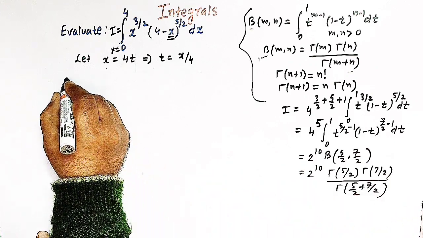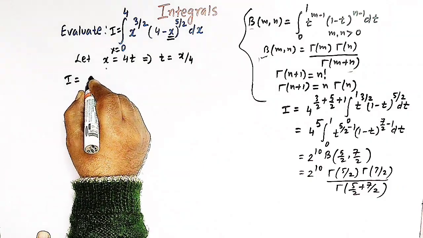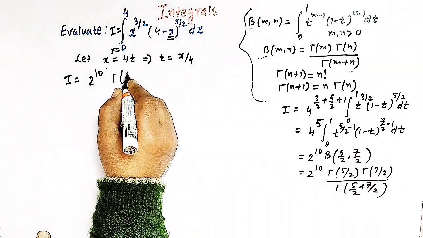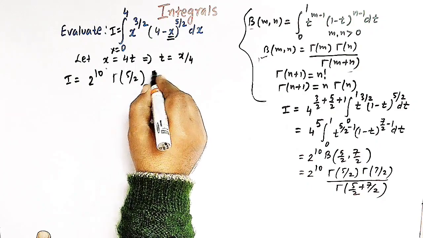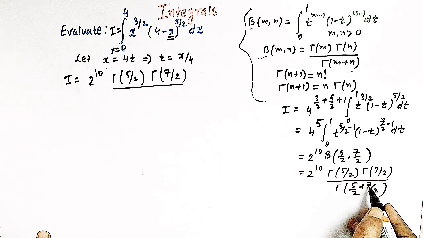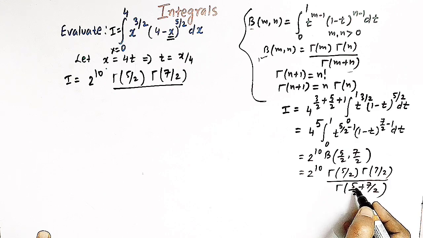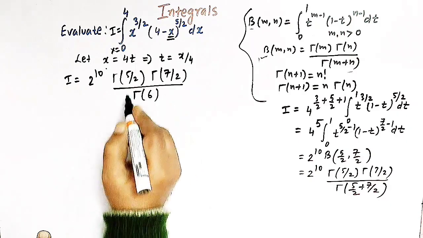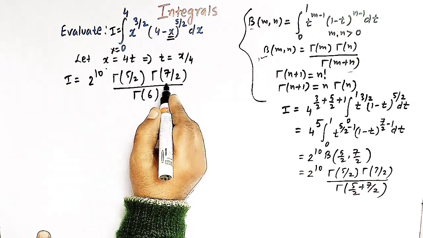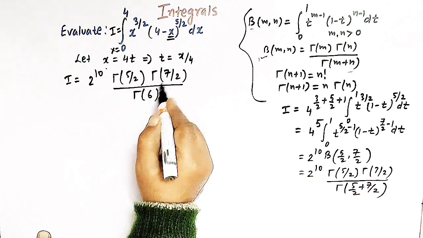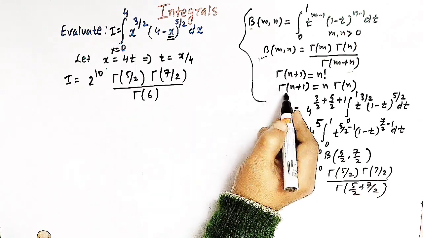So now the integral I can be written as 2 raised to 10, then we have gamma 5 by 2 and gamma 7 over 2 divided by, this is 7 plus 5, 12, 12 over 2 is 6. So we have gamma 6, right? So now let us find out the values of these three terms using these relations.